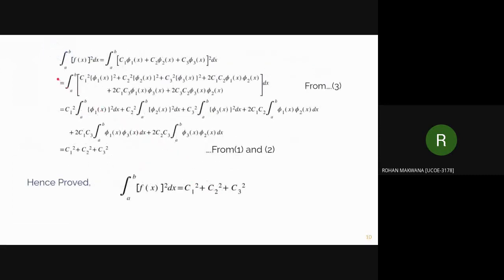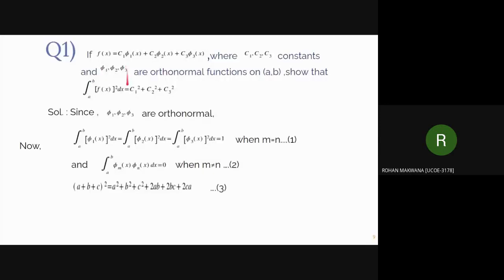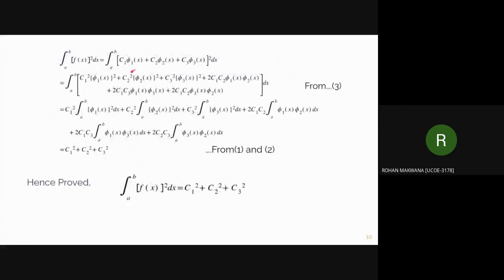Let's start by solving. Let's start by taking the LHS of the equation. The LHS of the equation is equal to the definite integration from a to b of f(x) squared dx. We have been given the value of f(x). We'll just substitute it over here, and it becomes the definite integration from a to b of (c1 phi1(x) plus c2 phi2(x) plus c3 phi3(x)) the whole square.